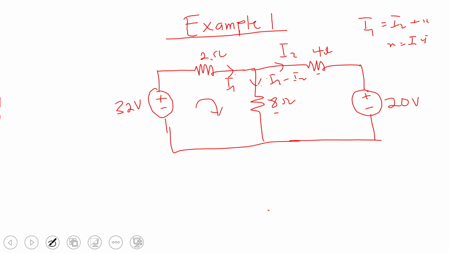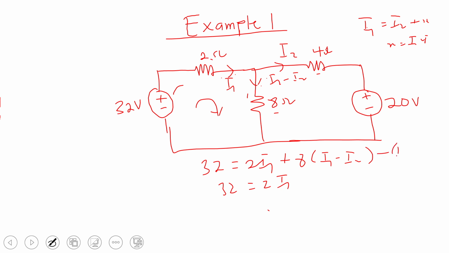So now let me take this first loop. I will say 32, I'm moving in the clockwise direction. 32 is positive. I'm moving in the arrow direction, 2I1. I'm moving in the arrow direction, 8(I1 minus I2). Now this time I'm going to expand. 32 will be 2I1. Now this equation shows you understand the concept. Now in the process of simplifying this, make sure you are doing the right thing. Plus here will be 8I1 minus 8I2. So here 32 will be 10I1 minus 8I2, equation 1.